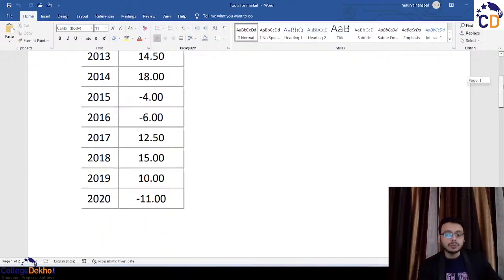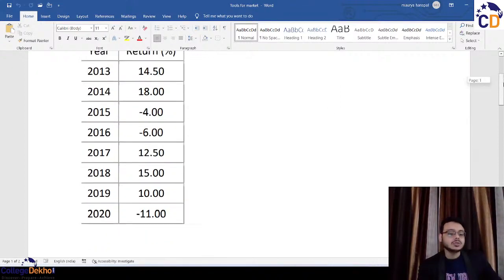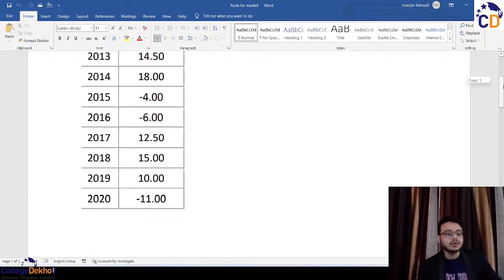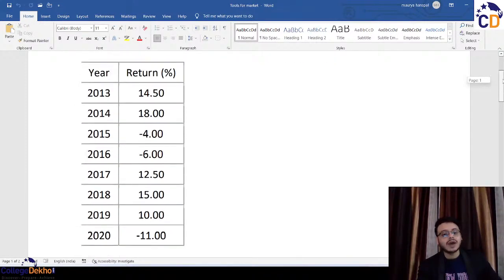Okay. Now from this data, you have to calculate the Sortino ratio, and the data has been taken from the year 2013 to 2020. And you have to calculate the Sortino ratio. And both the kinds of returns are given to you, that is the positive return and negative return.